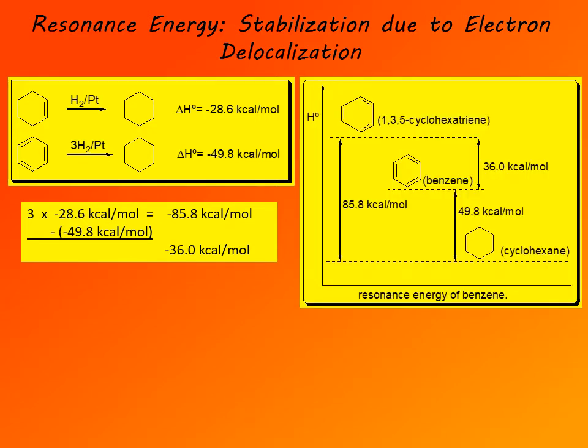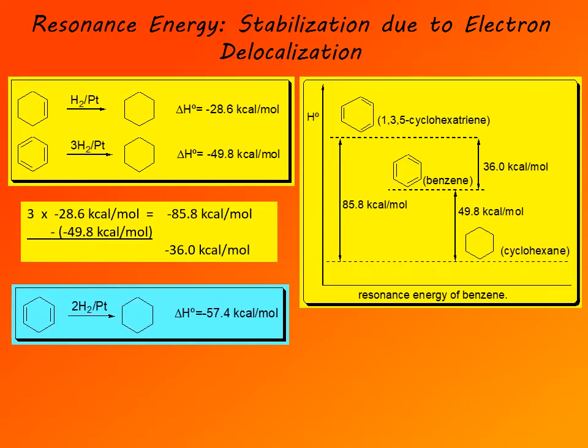So hypothetical 1,3,5-cyclohexatriene would have a very high amount of energy released upon hydrogenation, and that's shown here. 1,3,5-cyclohexatriene is shown with exaggerated bond lengths, double bond much shorter than single, to emphasize that this is a hypothetical molecule with localized electrons. And then benzene releases only 49.8. So the difference is 36.0, delocalization energy or resonance energy.